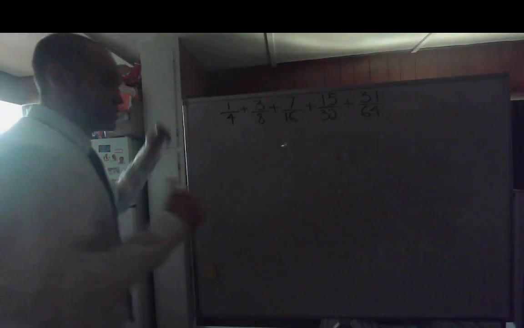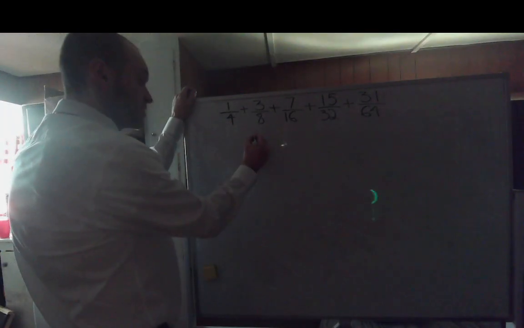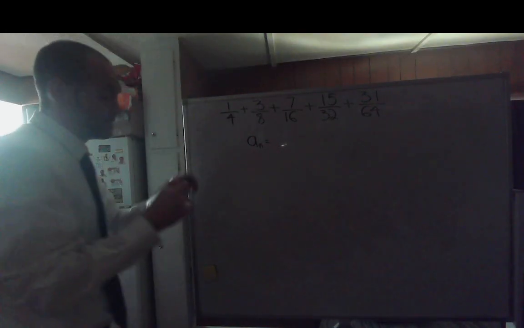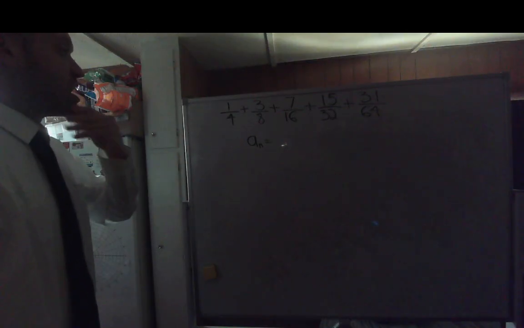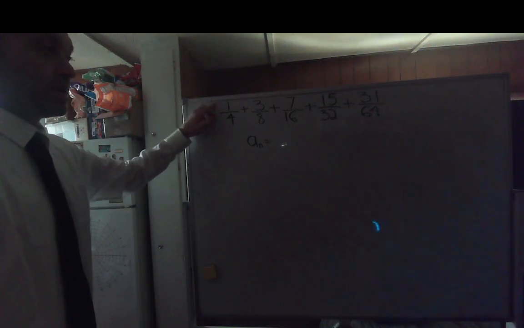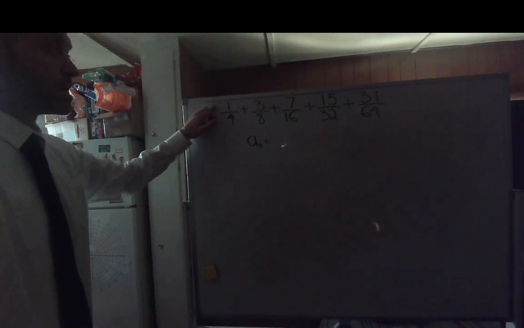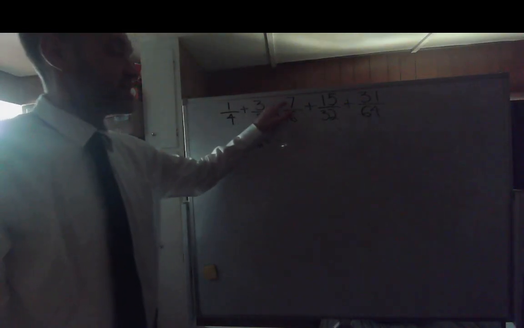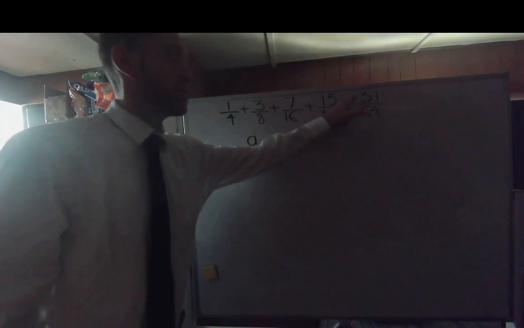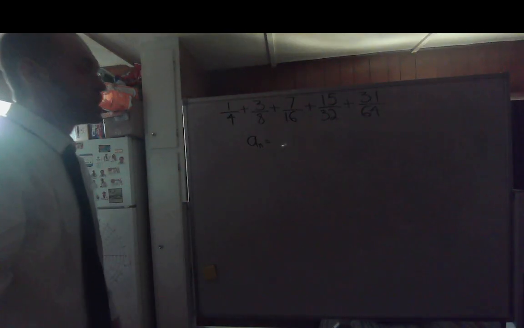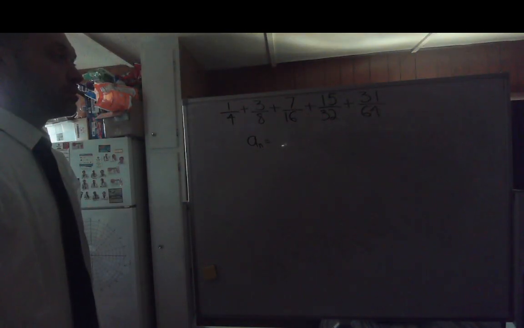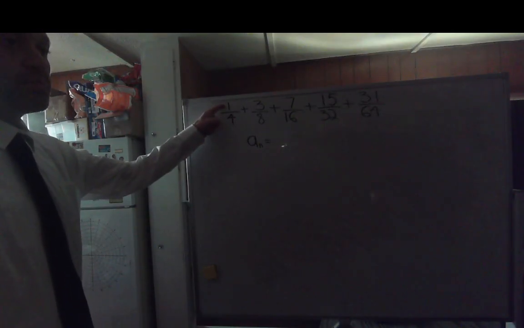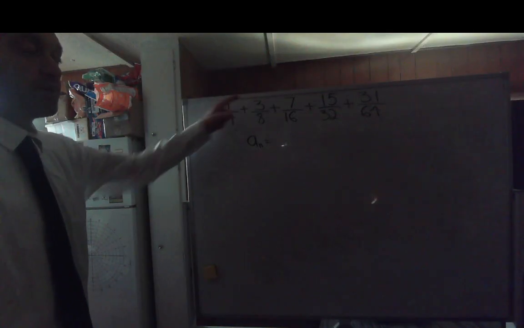First thing we want to do is again find the formula for the sequence part of this. So a sub n equals what? If we notice the pattern here, in the numerators you have 1, 3, 7, 15, and 31. Well, if we added one more to each of these, wouldn't that be a perfect 2 to a power?